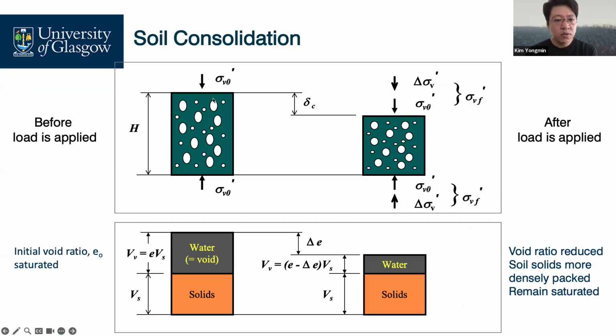So when we apply load, there should be some deformations. These deformations are represented by changes in void ratio. When you assume Vs equals 1, we can simply get such a phase relationship. So the void space is reduced, the soil solids are more densely packed, and they still remain saturated.